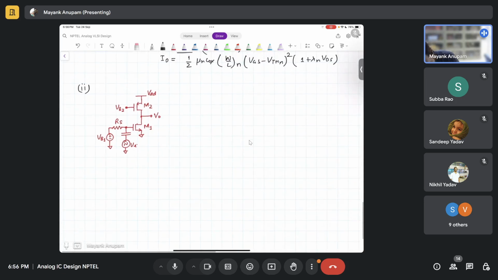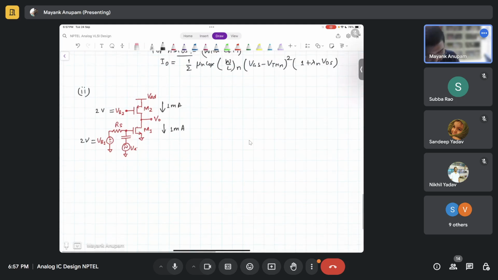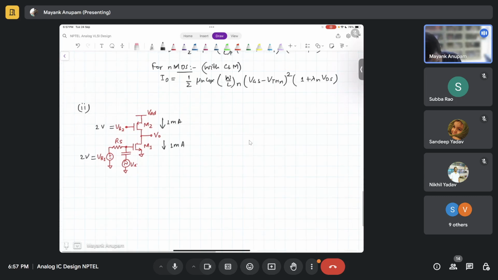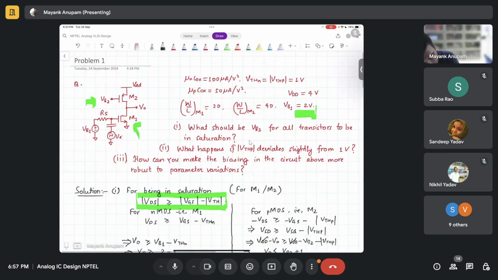So now we have successfully established that this is 1 milliampere, this is also 1 milliampere, and this happens when VB2 is equal to 2 volts and VB1 is also equal to 2 volts. Fine, this is something which we know. Now, how will you generate VB2, by the way? Mayank, can you show that second question? Okay, the second question is here.